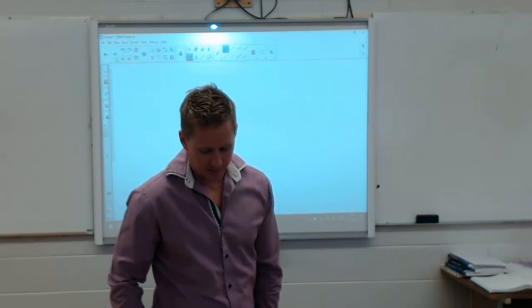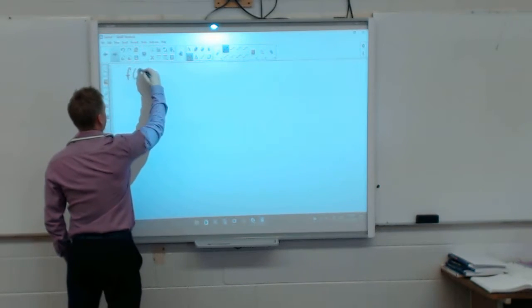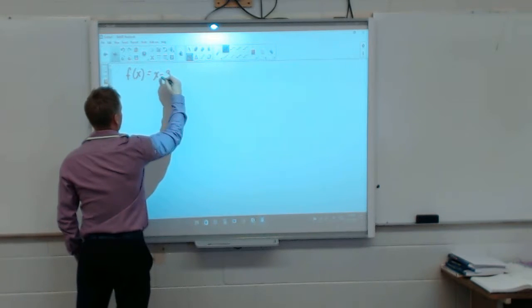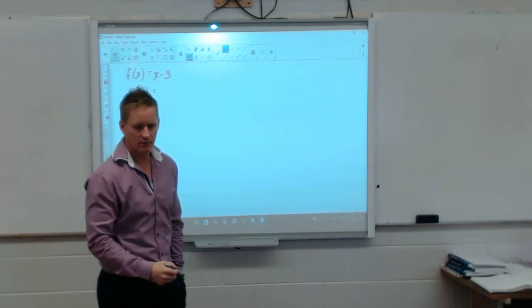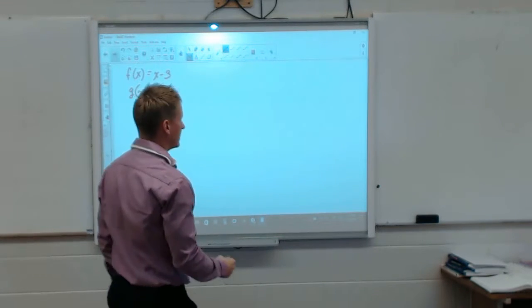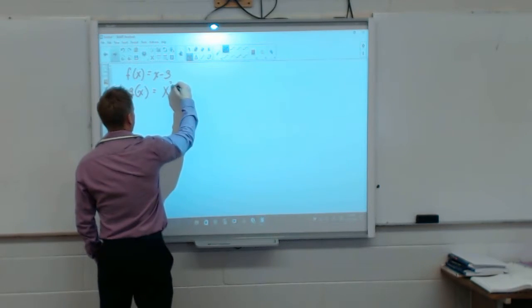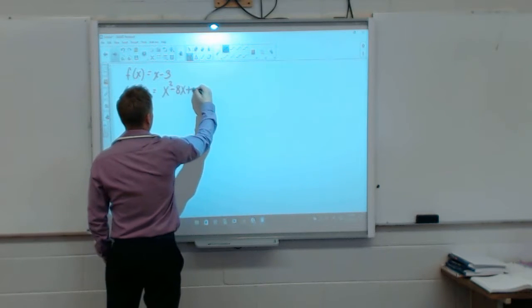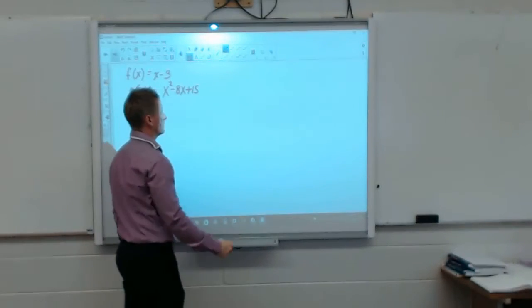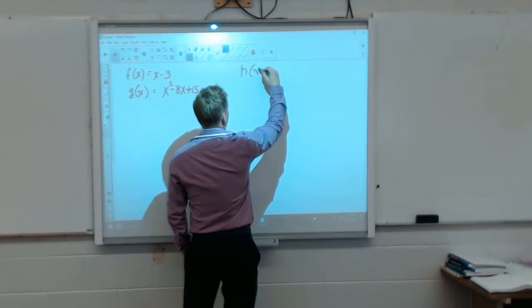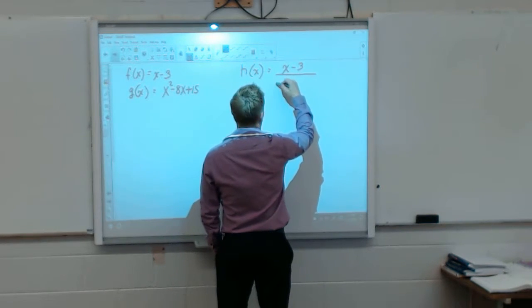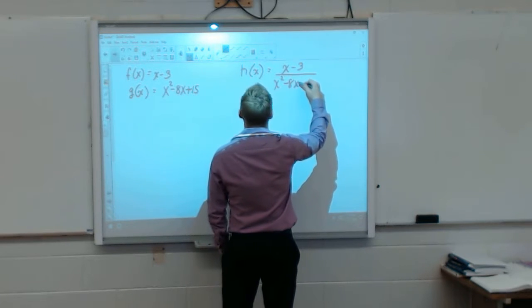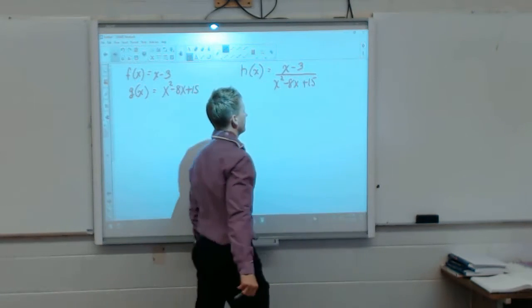Let's look at the quotient. f of x equals x minus 3. g of x is equal to x squared minus 8x plus 15. Is that the same one? Yeah. And we want to divide the two. So let's write it out first. h of x is equal to x minus 3 over x squared minus 8x plus 15.